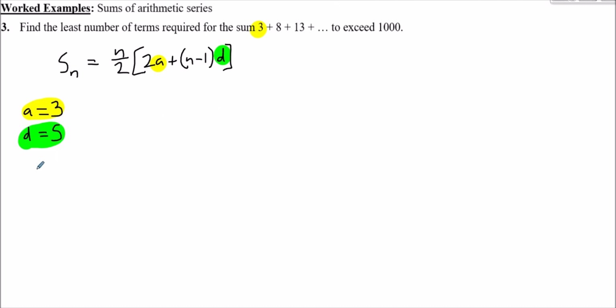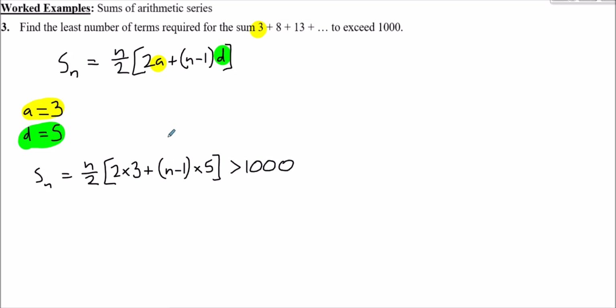So in our case, Sn is going to be n over 2, big squared brackets, 2 times 3 plus n minus 1 times 5, and that's got to be bigger than 1000. So that's our starting point.